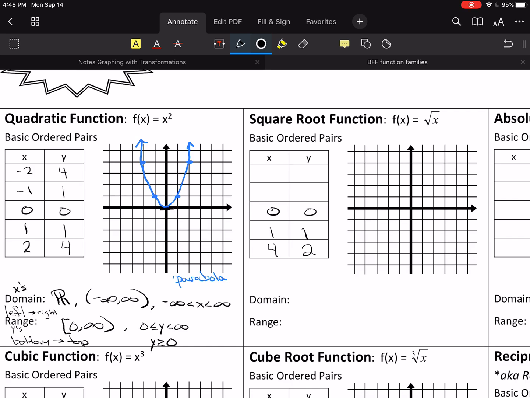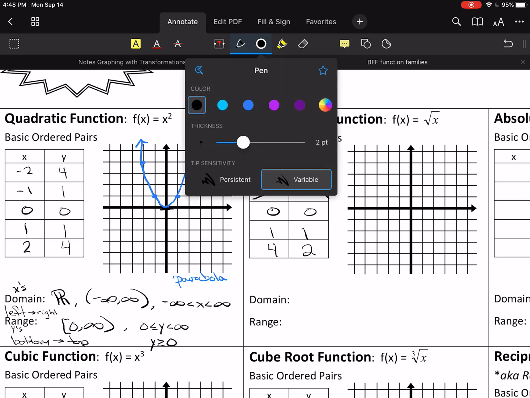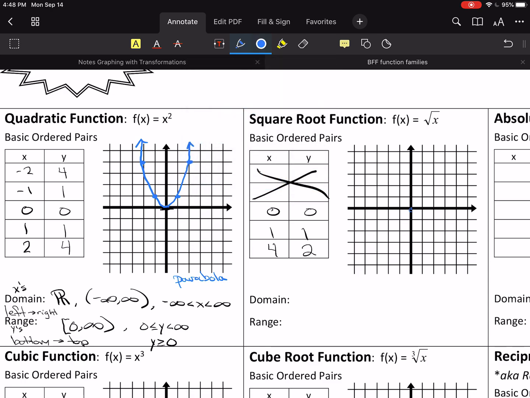Now, going the other way, negatives. I can never plug in a negative number under a square root. So we have no negative x values. Okay, so that part of the table we just leave blank. So graphing this, I have 0, 0, 1, 1, 4, 2. All right, domain left to right.